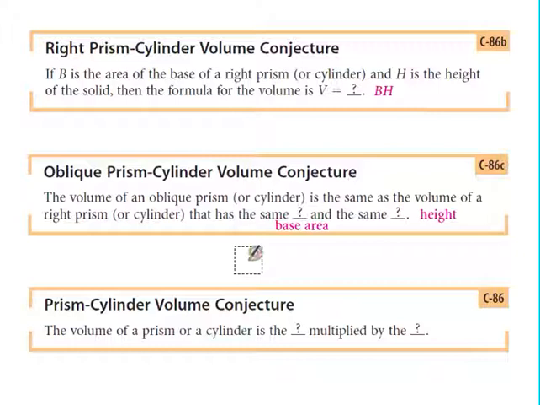The last one we're going to look at on this slide says the volume of a prism or a cylinder is the area of the base multiplied by the height. Once again, that's all you need to remember. Area of the base times the height. Area of the base times the height. So let's go ahead and look at a few examples.